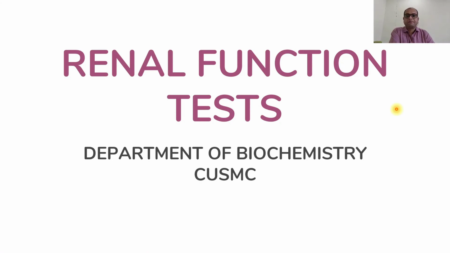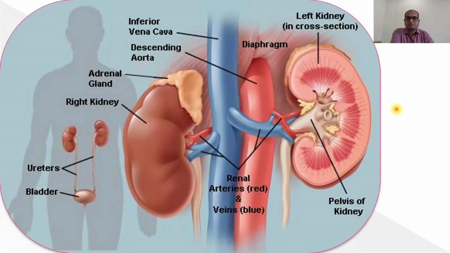Let's start with the renal function tests. So this you can see over here, this is just a renal system anatomy and physiology. This is the left kidney with section. This is the pelvis, renal arteries, veins. This will be the bladder and ureters. So this is where actually the filtration happens inside the body.